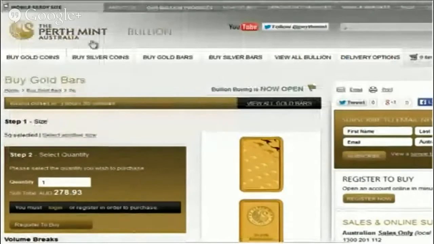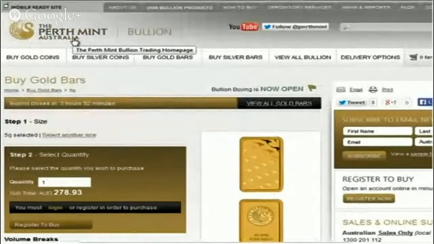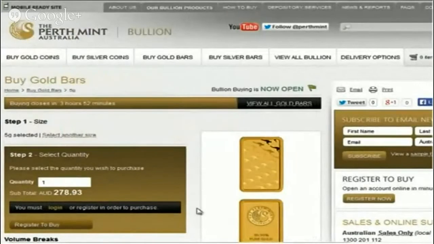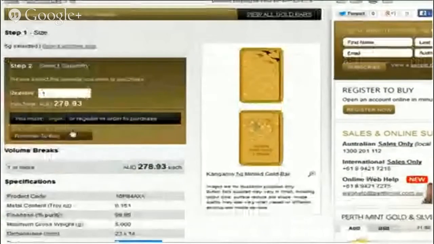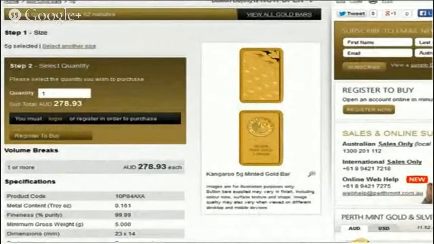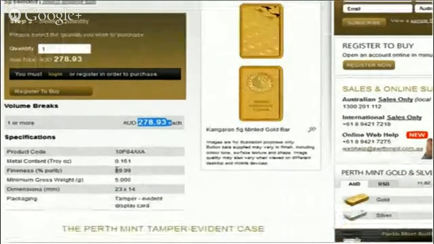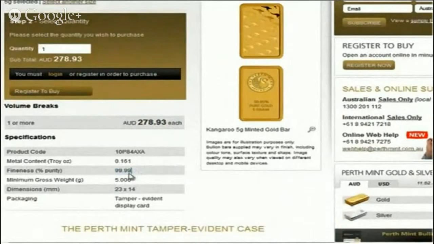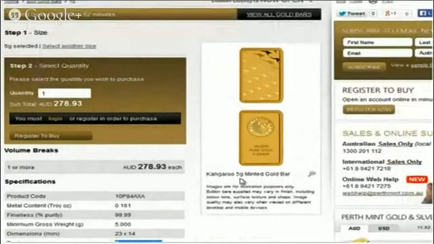So here we are in the Perth Mint. I'd already set this up for you. If you have a look, this one right here is 278.93, and what we're getting is 99.99, which is 999.9 fine. The minimum is 5 grams. And here's their blister pack, what they call a tamper evident display card. That's okay, that's all right, and it's a nice looking gold bar. It looks very, very nice.